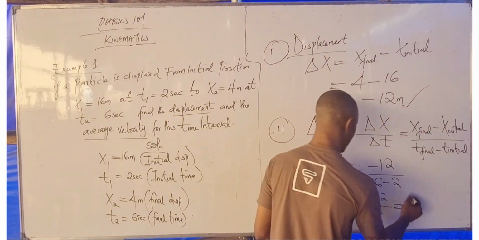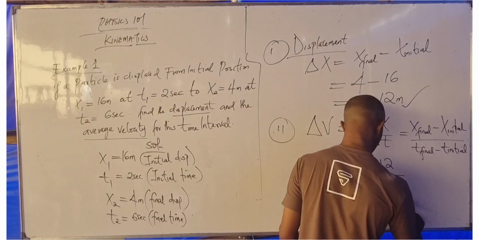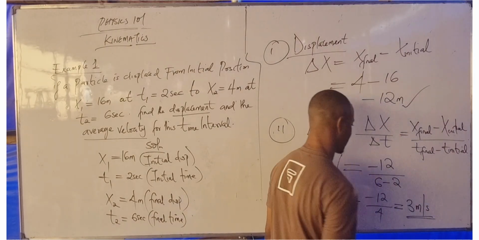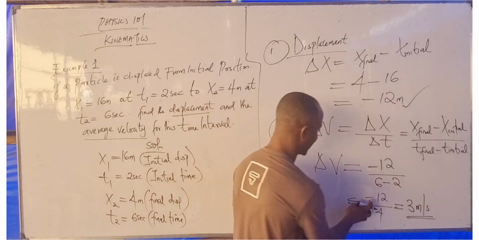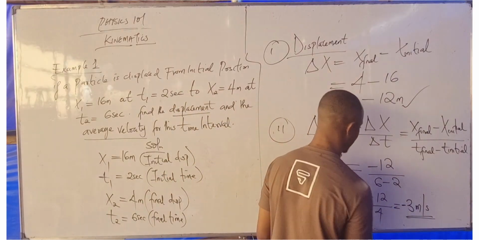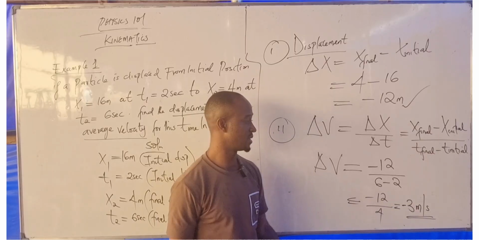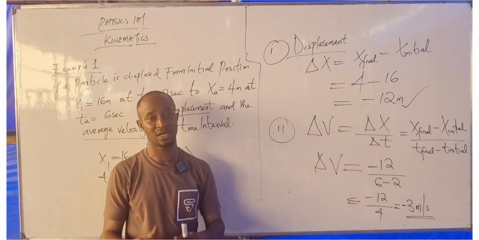The final answer here is 12 divided by 4. That will give us about 3 meters per what? Seconds. Yes, 3 meters per second. But here we have a negative sign, so we are going to have minus 3 meters per second. Minus 12 divided by 4 is minus 3 meters per second. So this is how simple this kind of question can be.